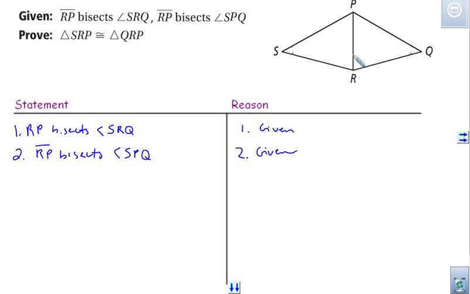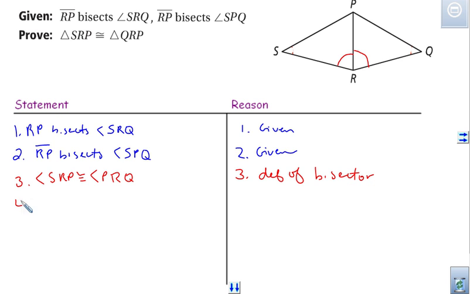So if we bisect an angle, that means we're splitting it in equal parts. So because of that step number 1, we get angle SRP congruent to angle PRQ. And how do we know that? Definition of angle bisector. Same thing is going to happen with our next step, except we bisect on top.